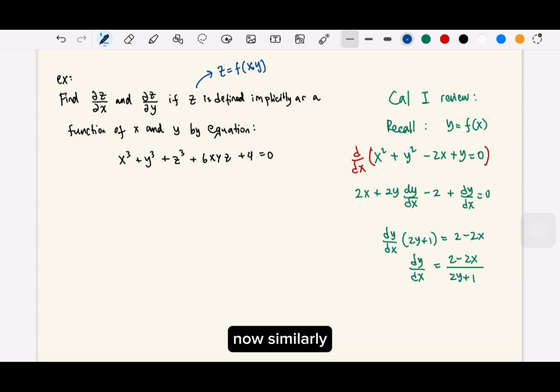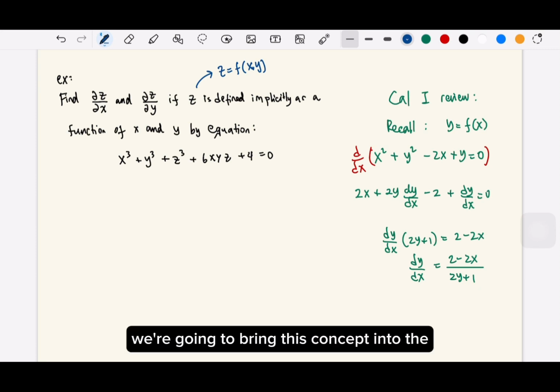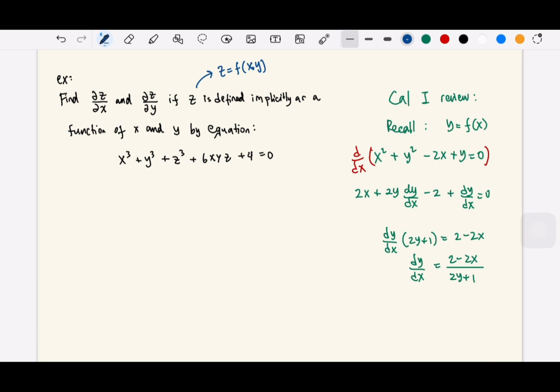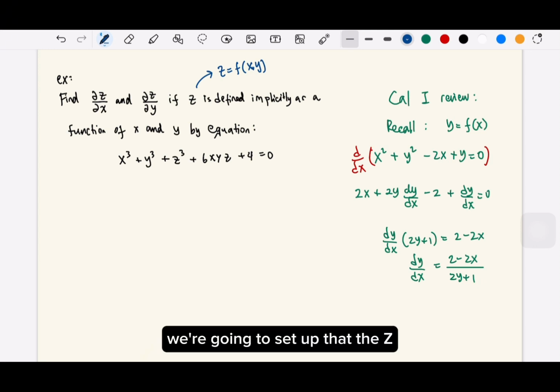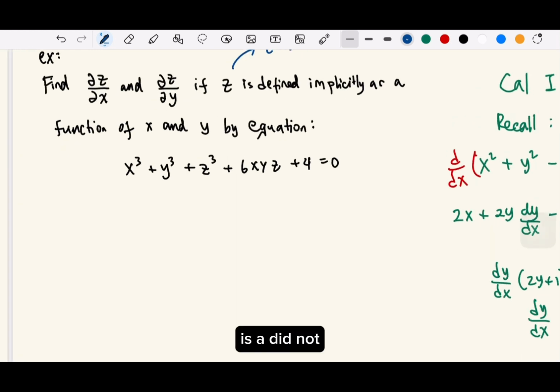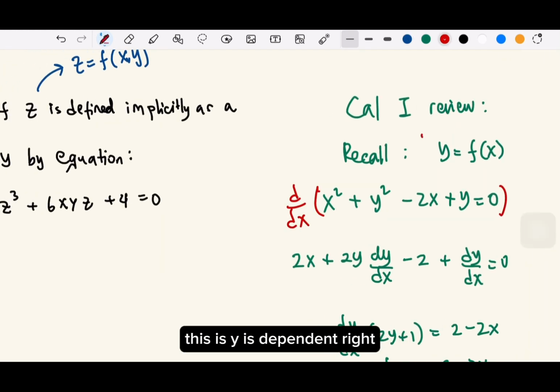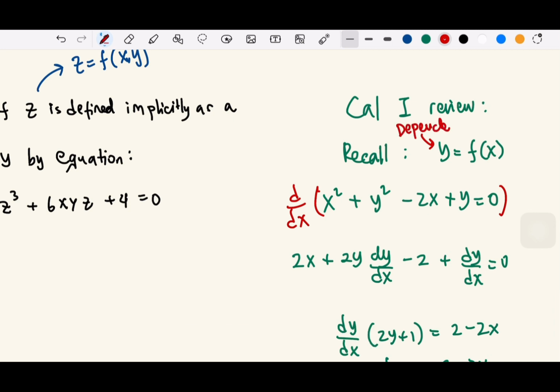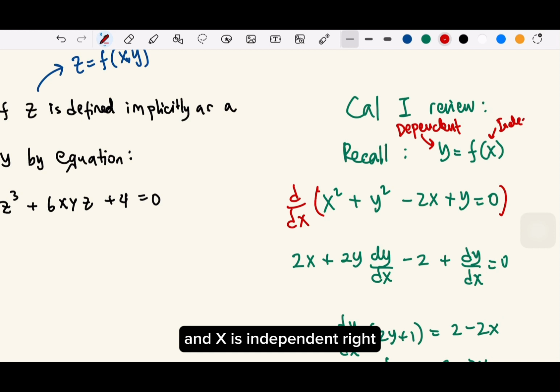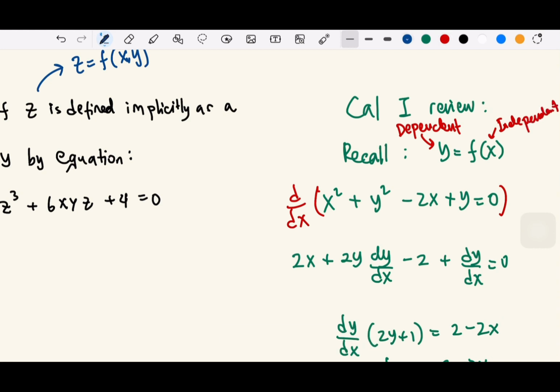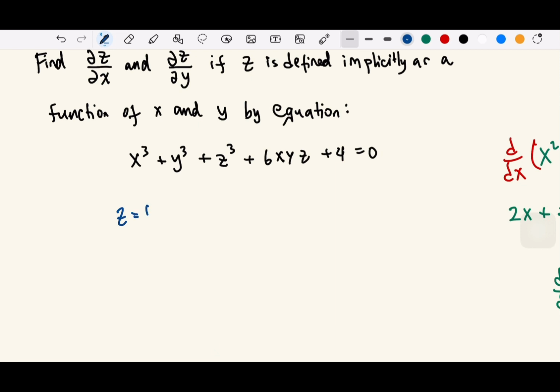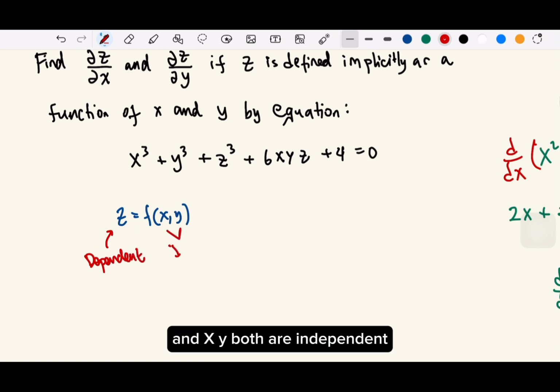Okay. Now similarly, we are going to bring this concept into the function of two variables. Let me write here. Maybe y is dependent, and x is independent. Now we take z as dependent, and x and y both are independent.